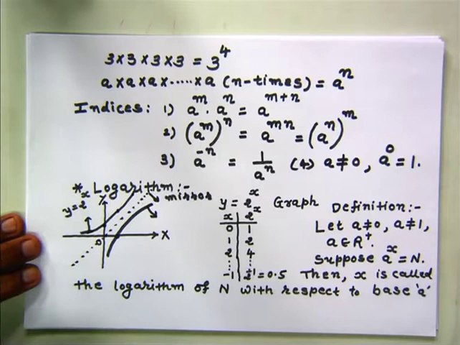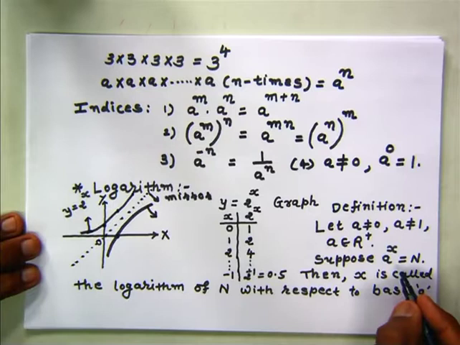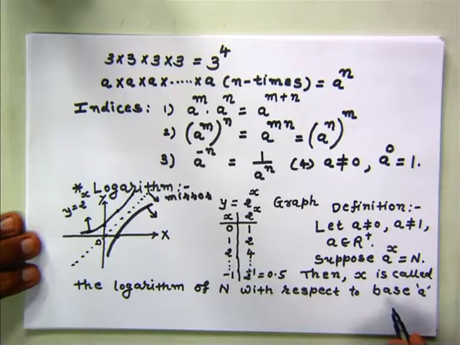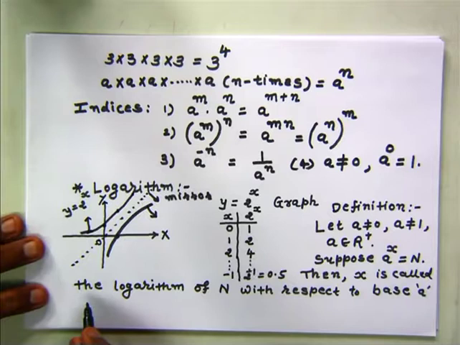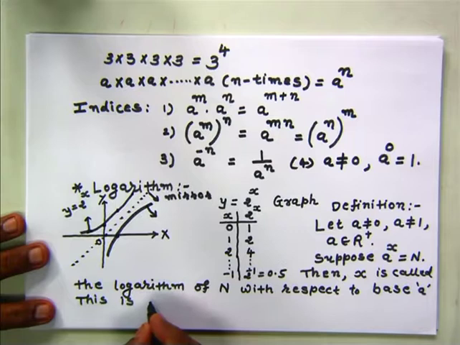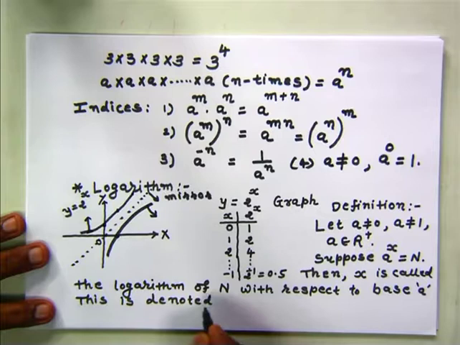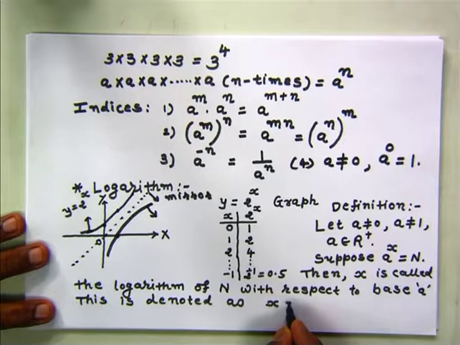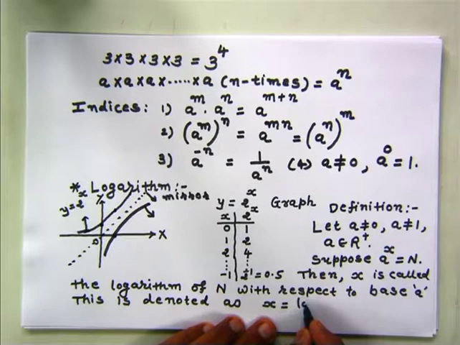So this is the definition: that power x is called the logarithm of the number n with respect to the base a. In mathematics we have a symbolic notation for the same. In this case, this is denoted as x is equal to logarithm of the number n with respect to the base a.